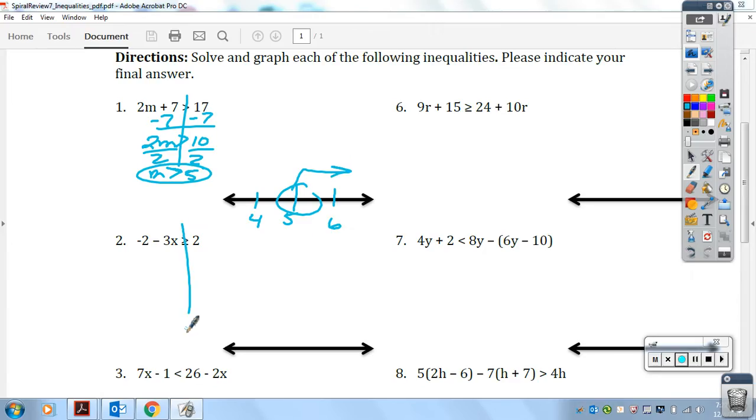Number 2, again, split it down the middle. Do a different color. The 3x and the 2 are kind of flip-flops, so I add the 2. Isolate my term first, add 2. Negative 3x is greater than or equal to 4. Divide by negative 3, divide by negative 3. x is negative 4/3, and the symbol also flips.